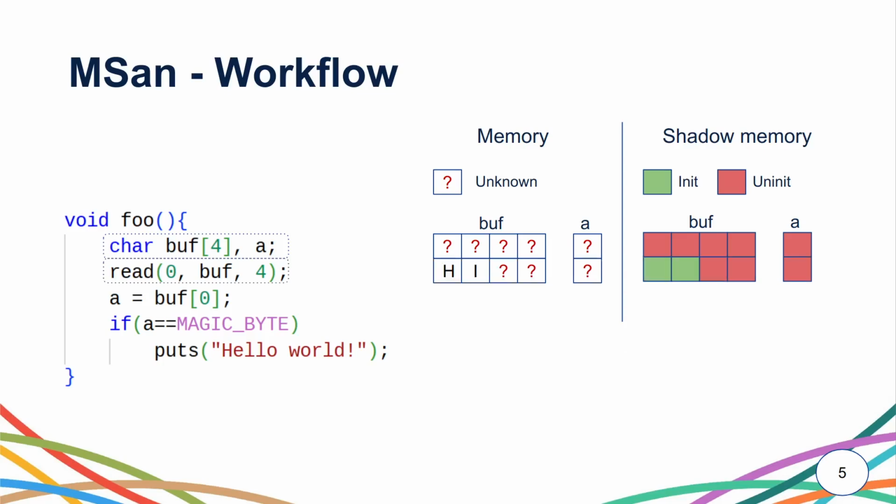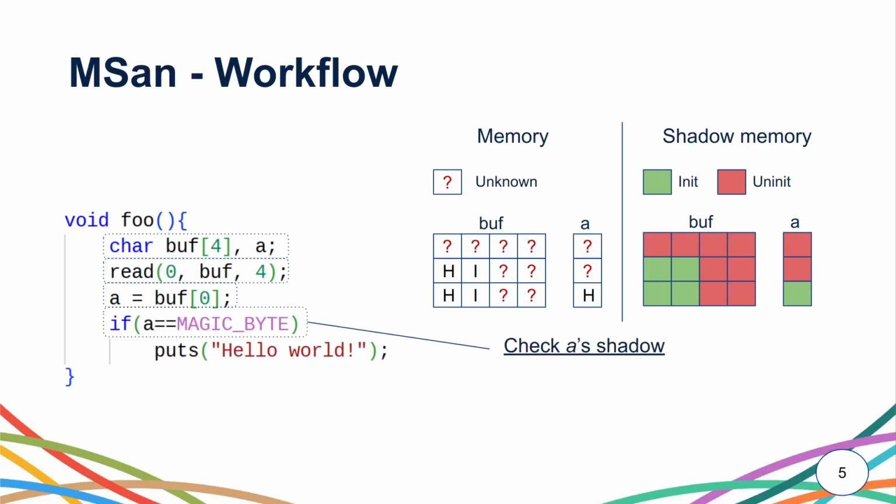Then let's assume that the read function is able to read 2 bytes from standard input, so the first 2 bytes of buff are now initialized to some value, and the shadow memory reflects the initialization status. Then the first byte of buff is copied into A, which means that now A is also initialized, and then when there is the comparison, MSan will check A's shadow, which is initialized, and so the execution can continue without raising any error.